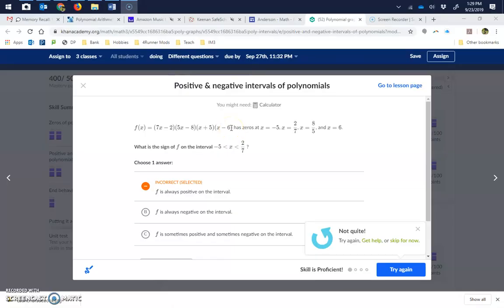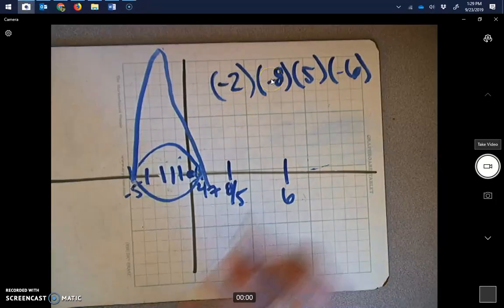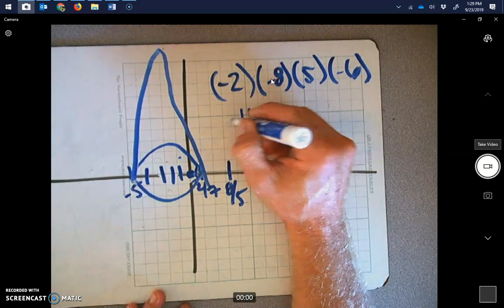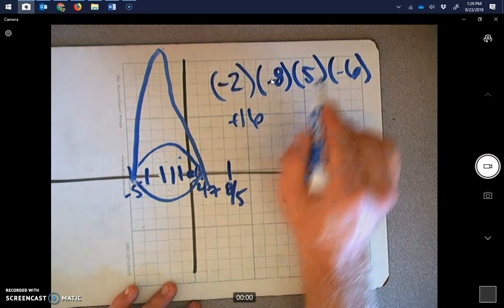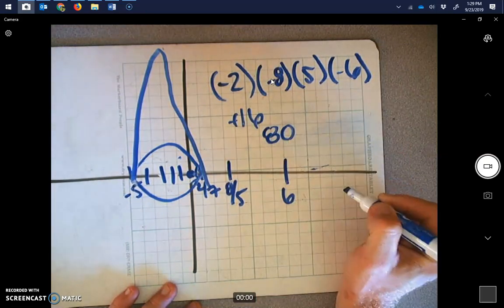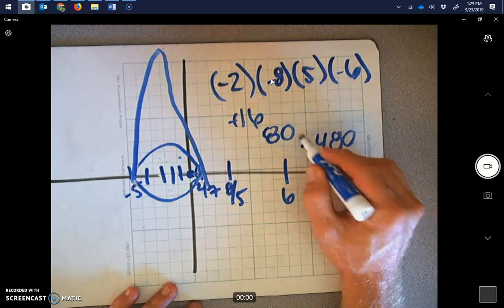Okay, I actually made a mistake on this problem. I did my math wrong, so I rewound and started over. Go to the board. Negative 2 times negative 8 is positive 16, and that's my mistake. I actually thought it was still negative. So it's positive 16. 16 times 5 is 80. And then 80 times negative 6 is negative 480.